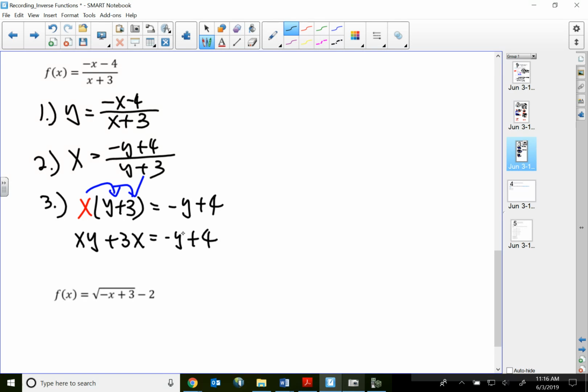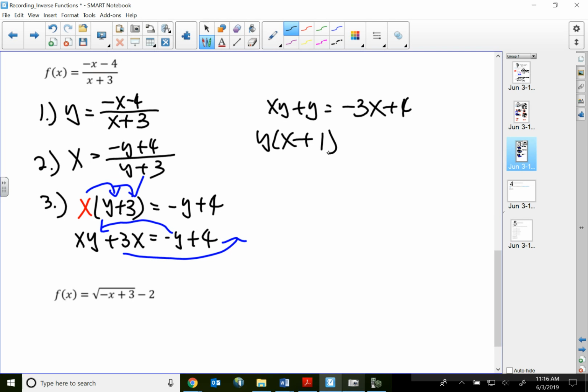All right, variable terms with y on the right and the left, make sure they're on the same side. So I should get xy plus y equal to negative 3x plus 4. Since the two terms are not like terms, I can just factor out a y. So that will be y times (x plus 1) equal to negative 3x plus 4. To get y by itself, I got to divide both sides by the coefficient. So my answer, y equals (negative 3x plus 4) over (x plus 1).